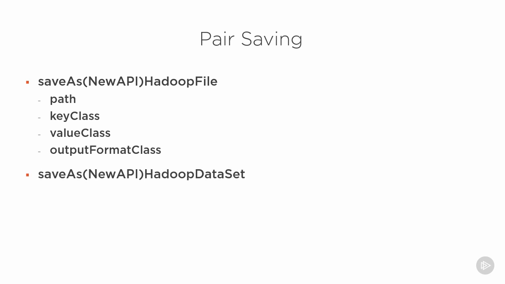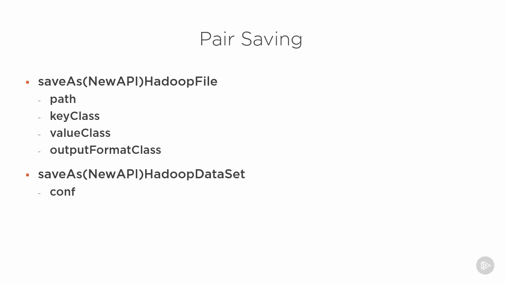Then, there's the more generic saveAsHadoopDataset, only accepting a Hadoop configuration as its parameter, which is expected to be filled out with all the pertinent information needed to successfully save the dataset. Again, this provides the flexibility to be able to save to any number of outside sources.